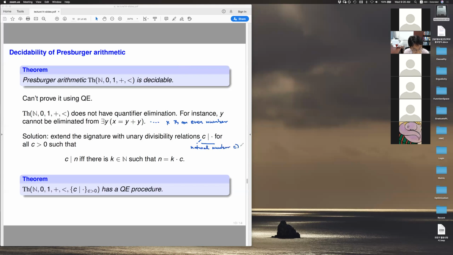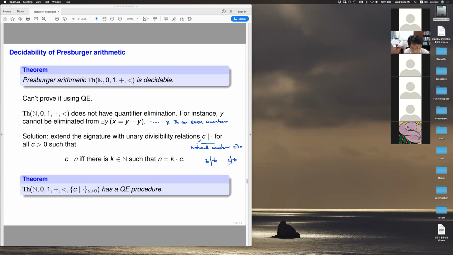Where C is greater than 0. And this talks about divisibility. So it's like, say this 3t means that term t over the signature is divisible by 3. And this means term t is divisible by 2.